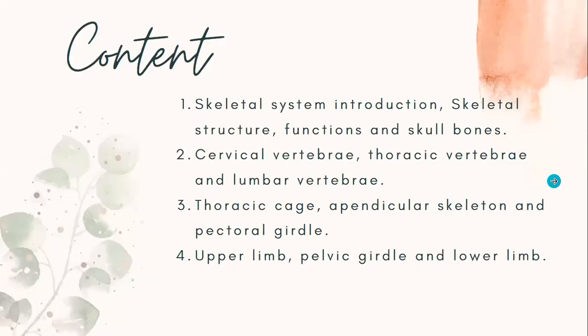As content, we have skeletal system introduction, skeletal structure, functions, and skull bones, cervical vertebrae, thoracic vertebrae, and lumbar vertebrae, thoracic cage, appendicular skeleton, and pectoral girdle, and finally upper limb, pelvic girdle, and lower limb.